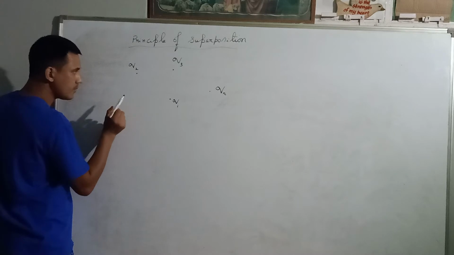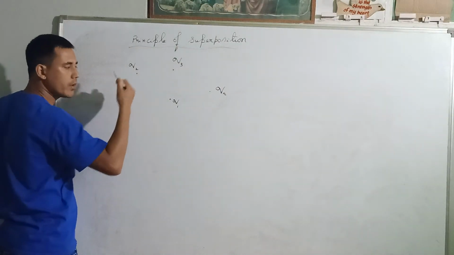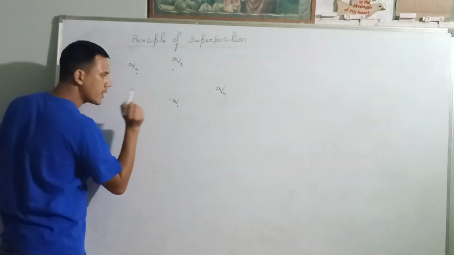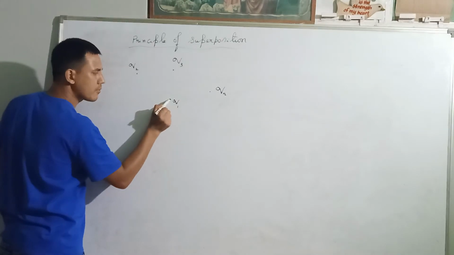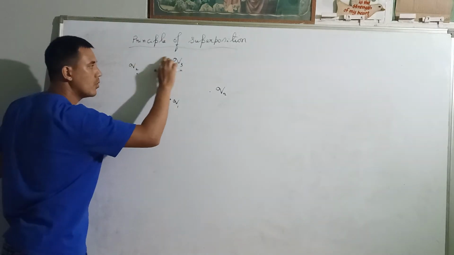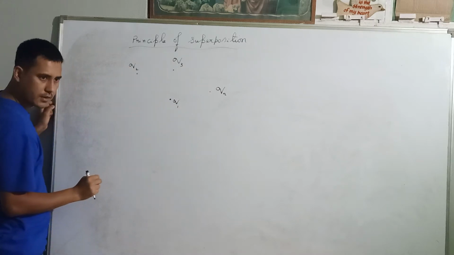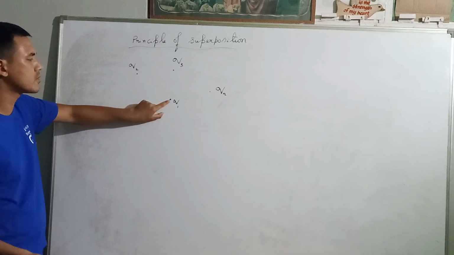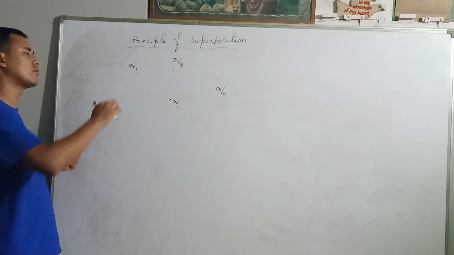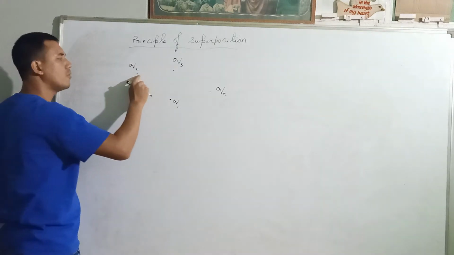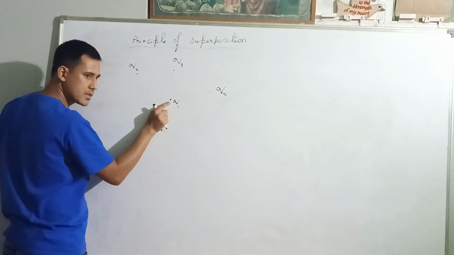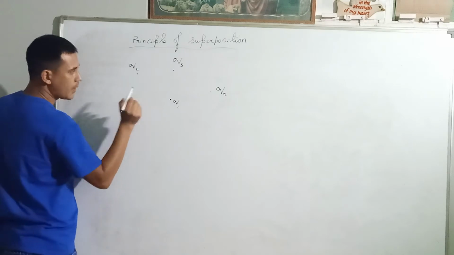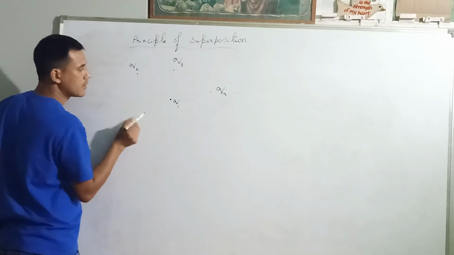Now a number of charges are interacting, from Q1 up to Qn, and suppose I want to find the total electrostatic force on Q1 due to all these charges. Then I have to find the vector sum of all the individual forces acting on Q1 by all these charges. So I'm going to find here the total force on Q1.